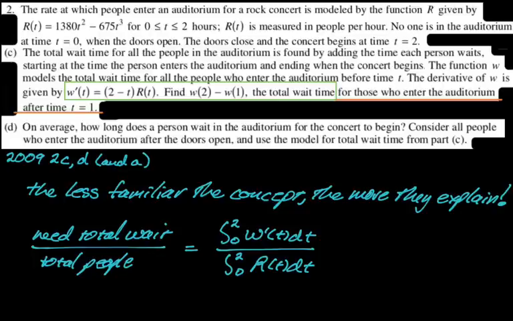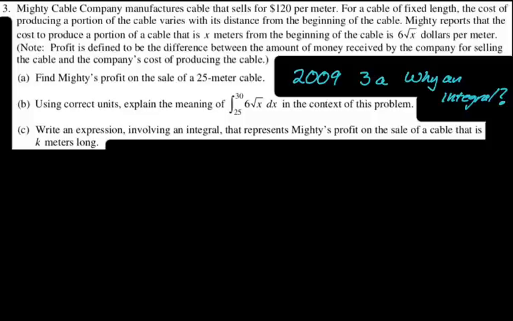I just wanted to point out the general idea that the questions themselves are kind of linked together, and if you don't know how to do one part, one other part might be telling you how to do it. This next one I think is a good example of that. So this is 2009 3A, and the question people usually have is, why is 3A an integral? Well, my answer to why 3A is an integral, we're going to try to find the profit on the sale of a 25-meter cable. Well, what's happening here, right?